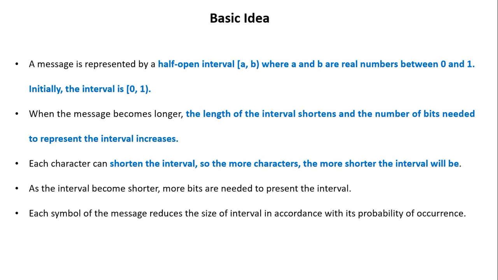Basic idea behind arithmetic encoding: a message is represented by a half-open interval [A, B), where A and B are real numbers between 0 and 1. Initially the interval is [0, 1). When the message becomes longer, the length of the interval shortens and the number of bits needed to represent the interval increases. Each character shortens the interval, so the more characters, the shorter the interval will be. As the interval becomes shorter, more bits are needed to represent it. Each symbol of the message reduces the size of the interval according to its probability of occurrence. Now all these points will be easily understood with the help of an example.